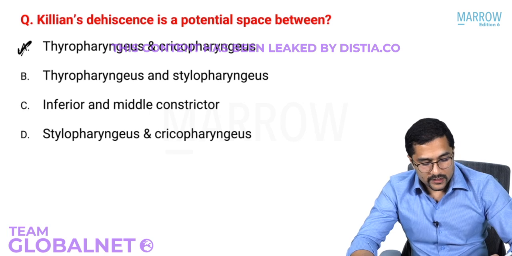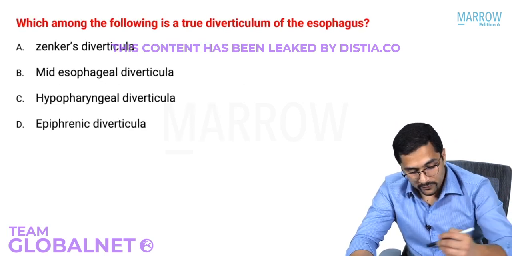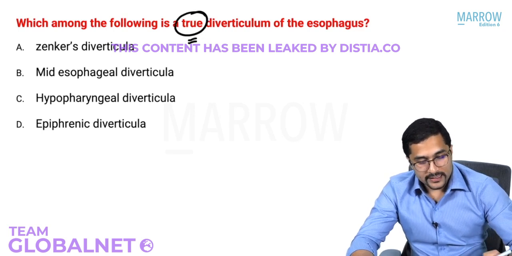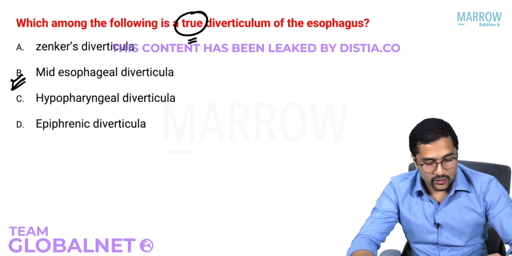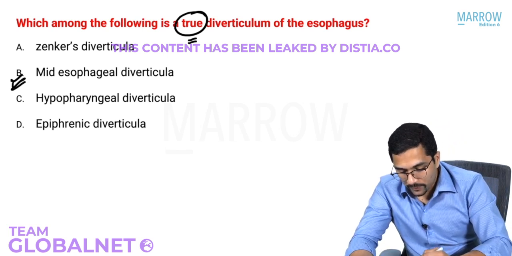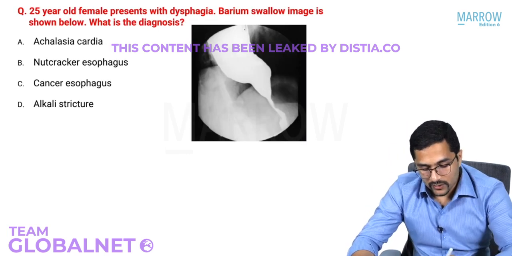Killian's dehiscence, we know, is a space between thyropharyngeus and cricopharyngeus. This was asked in the FMG exam. And the true diverticulum, this was asked in the NEET exam, is a mid-esophageal or a parabronchial diverticulum. Again, an FMG exam question, straightforward question.